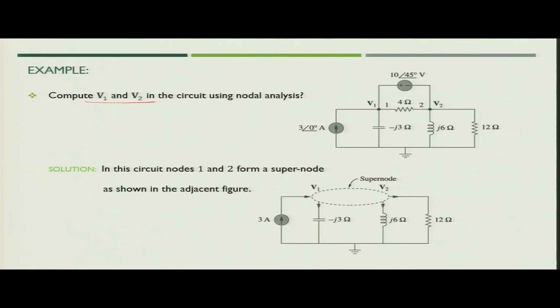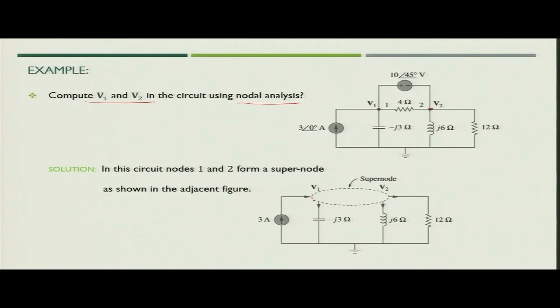Let us take another example where we are asked to find out the value of V1 and V2 in the circuit. So, we will again use the nodal analysis. Now, if you see this particular figure, the voltage node V1 and V2 are connected through one voltage source. So, what we can do? We can create one super node which includes V1 and V2, because these V1 V2 are connected through some voltage source.